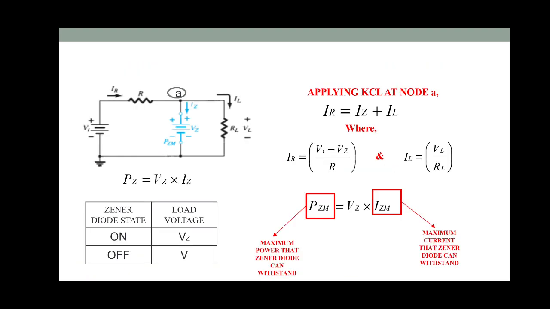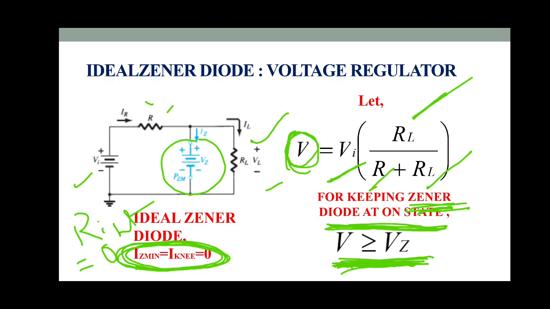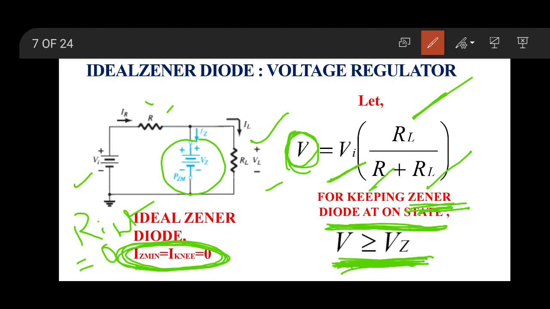And if the Zener diode is off, that means this V value is less than Vz, then this will act as an open circuit, and if this is open circuited, the VL value will obviously be equal to this V value, that is V input into RL by R plus RL. You all know this is a very basic circuit theory formula.